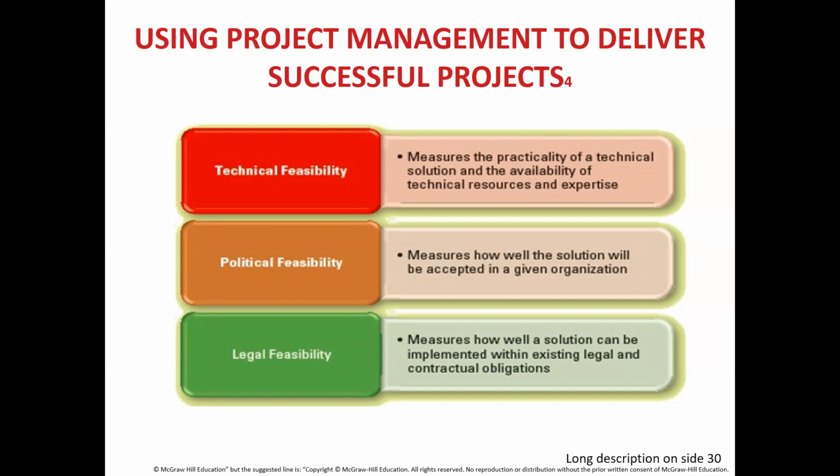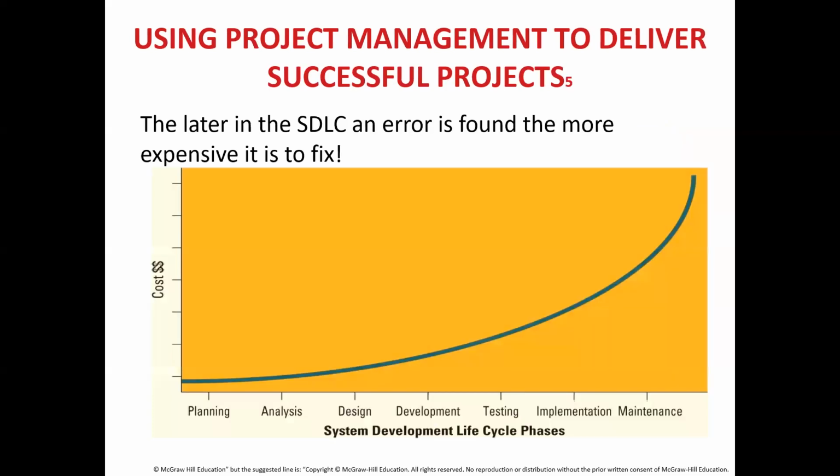Legal feasibility measures how well a solution can be implemented within existing legal and contractual obligations. Legal feasibility determines whether the proposed system conflicts with legal requirements. Example, a data processing system must comply with the local data protection regulations, and the proposed venture must be acceptable in accordance with the law of the land.